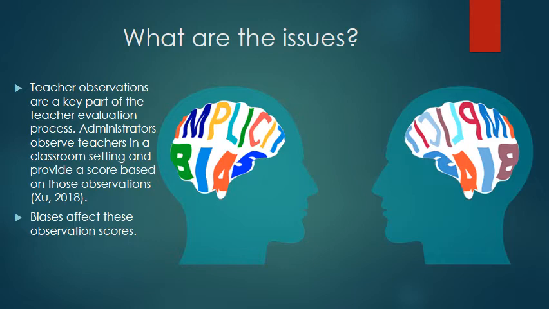Many studies have shown that Black teachers are more likely to receive lower observation scores than white teachers, and that male teachers are more likely to receive lower observation scores than female teachers. These lower scores can affect morale, pay, and turnover.